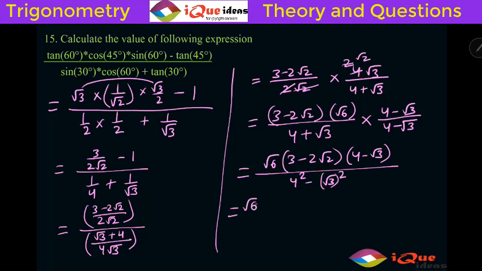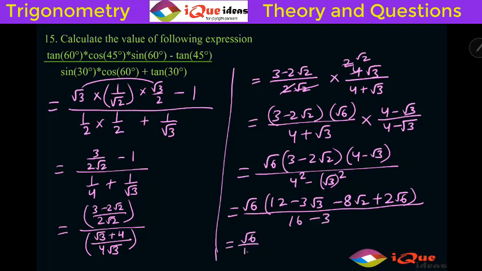Now, in numerator, we have root 6 into 3 minus 2 root 2 into 4 minus root 3. Let's multiply one by one. 3 4 is 12 minus 3 root 3 minus 2 root 2 into 4 is 8 root 2 plus, minus into minus is plus. So 2 root 2 into root 3 will become 2 root 6. Divide by 4 square is 16. Root 3 square is 3. So 16 minus 3 is 13. So we have root 6 upon 13. Inside the bracket, we have 12 minus 3 root 3 minus 8 root 2 plus 2 root 6.